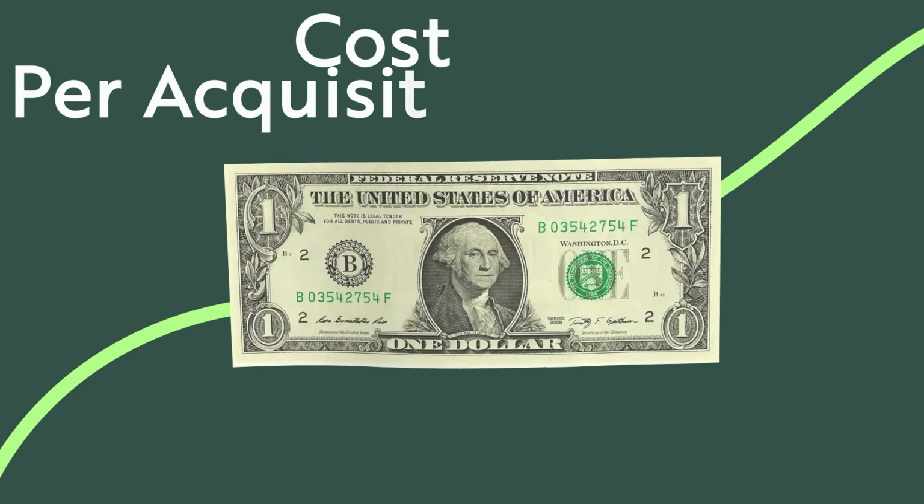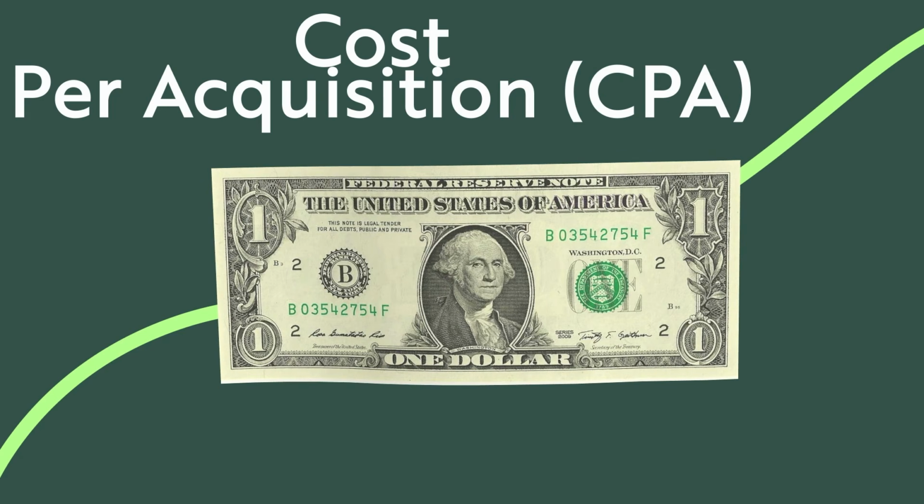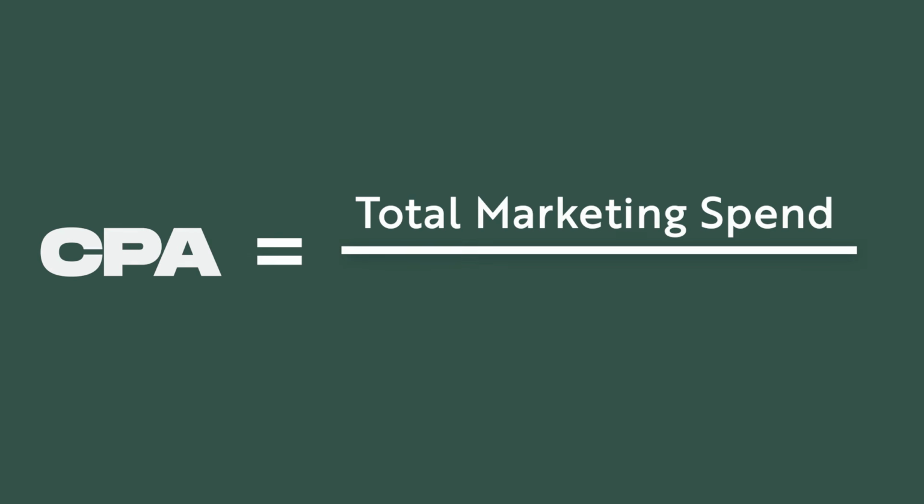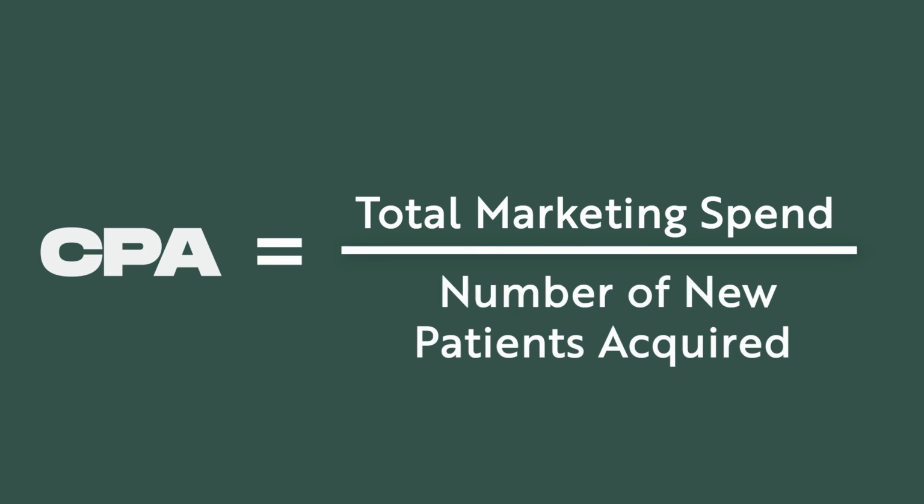So let's dive into metric number 1. This is cost per acquisition. It's known as CPA. CPA is much better than CPL, which is cost per lead. Why? Because CPA measures how much you spend to actually acquire each new patient, not just the opportunity to acquire a new patient. To calculate your CPA, you have to divide your total marketing spend by the number of new patients that you've acquired for the month.